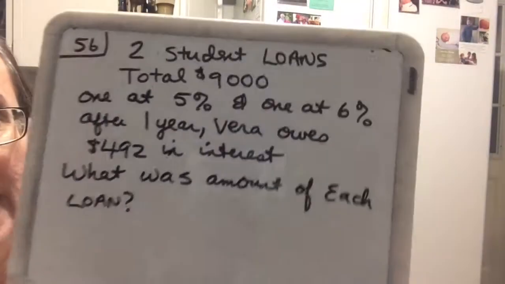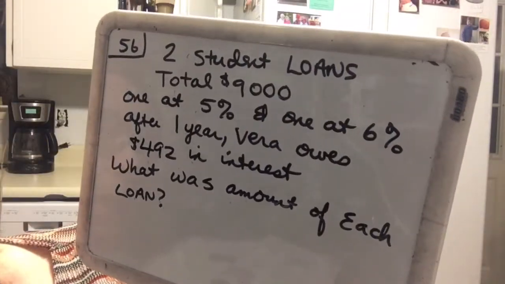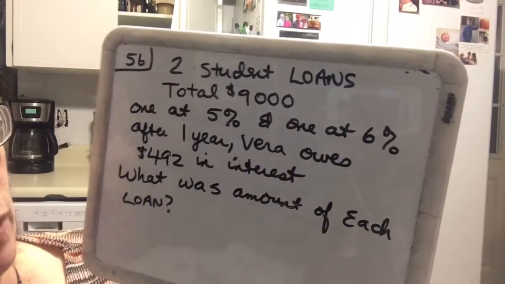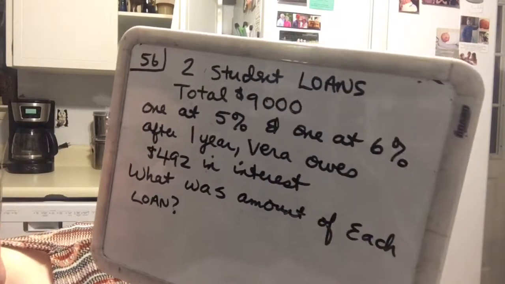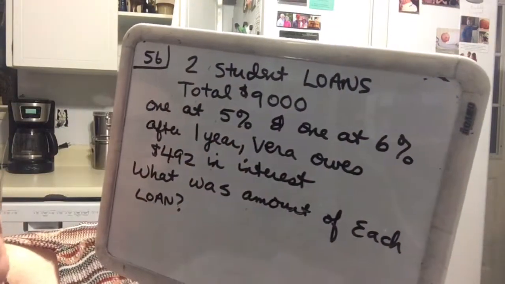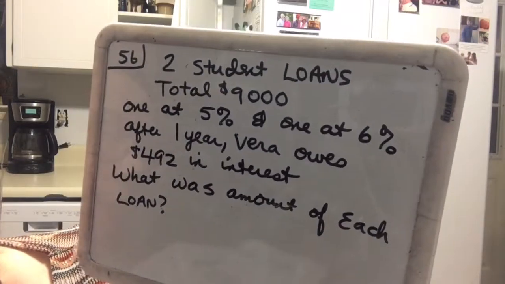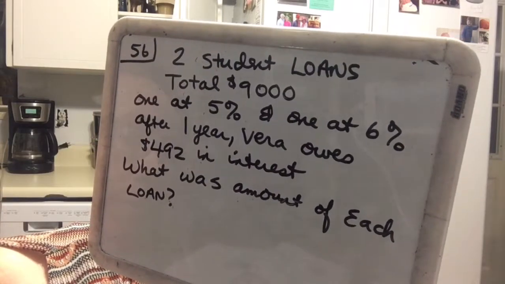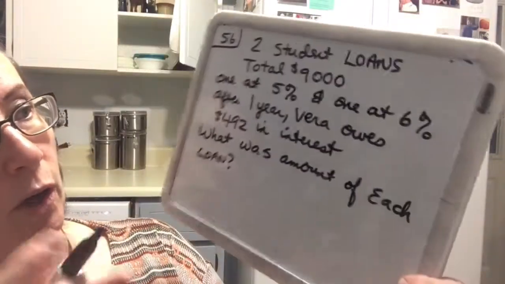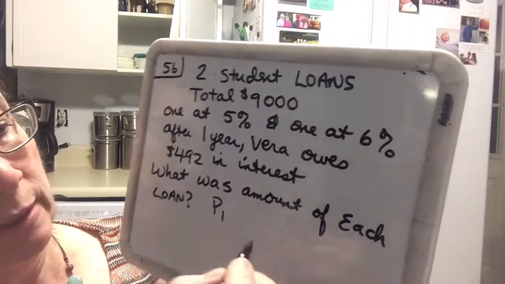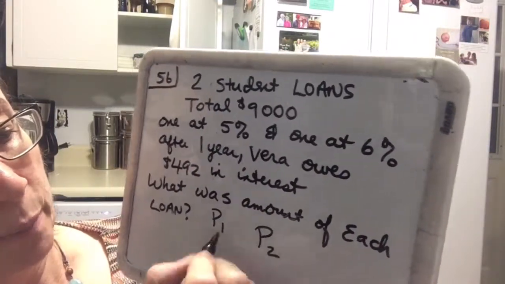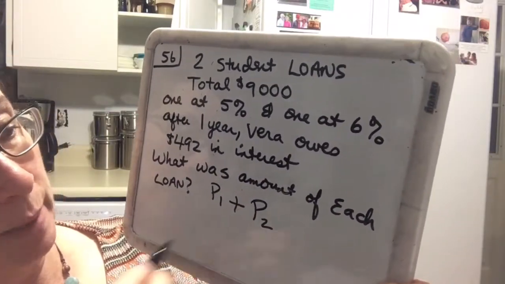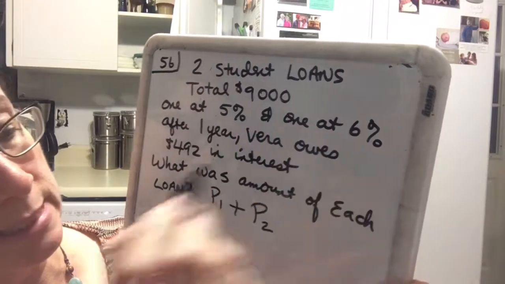So number 56 here, we have 2 student loans, and the total of the 2 student loans was $9,000, and one was at 5% and one was at 6%, and after 1 year, Vera owes $492 in interest. What was the amount of each loan? Okay, so we could say we have principal 1 and principal 2. Principal is the amount borrowed at each of the different rates. So we'll make principal 1 at 5% and principal 2 at 6%.